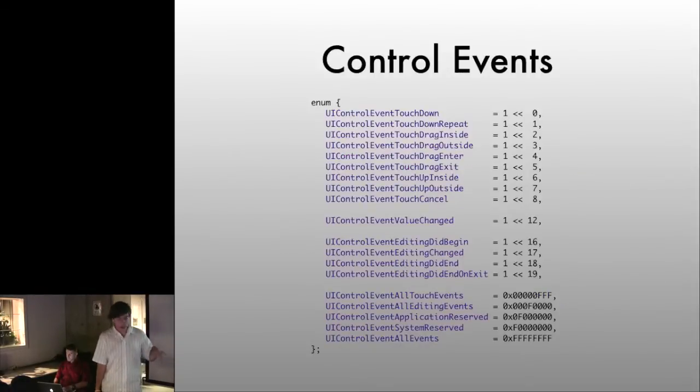And then lastly, they have a bunch of groups for different groups of events. So if you want to just do something for every touch event, you can do all touch events. There's all editing events, application reserved. You can actually define your own custom control events, I believe, and that's what that one is for. And then there's ones that are reserved for the system. And then there's all events, which is literally all events. You very rarely want to have a control operate on all events, because that will intercept a lot of the system events, and you'll get some really unexpected behavior.